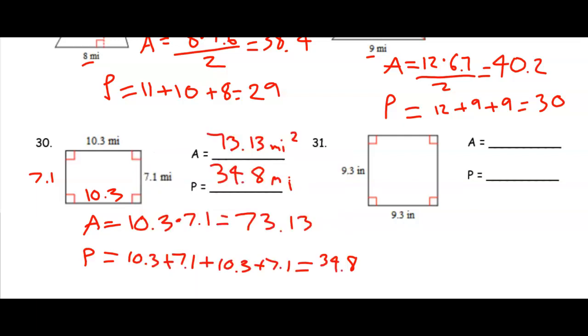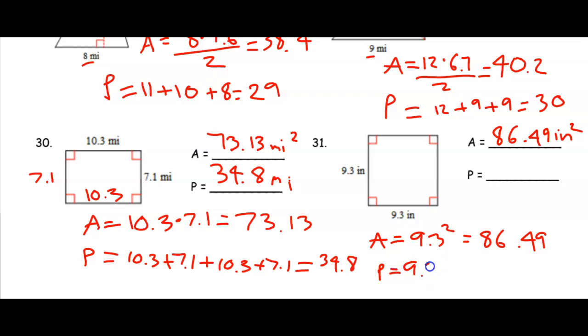Okay, this is a square. So side squared, or 9.3 times 9.3, gives us 86.49. And our units are inches squared for area. And then for perimeter, it's 9.3 times 4. So 9.3 times 4 gives us 37.2. And those units are going to be in inches.